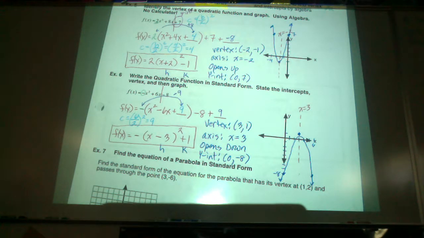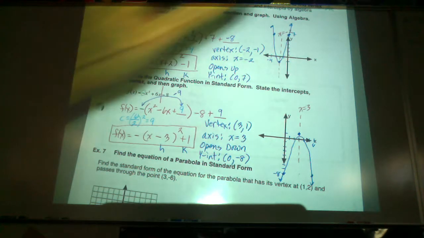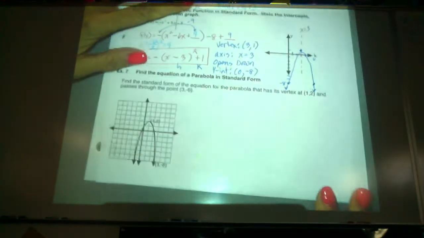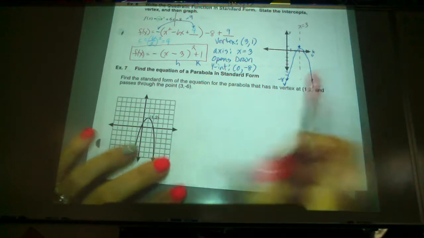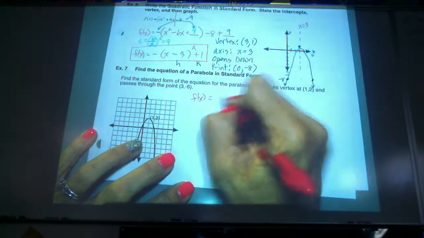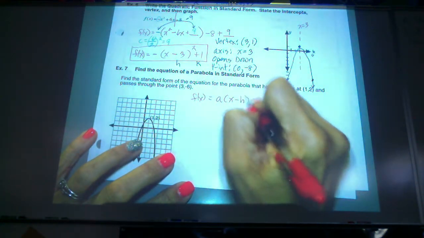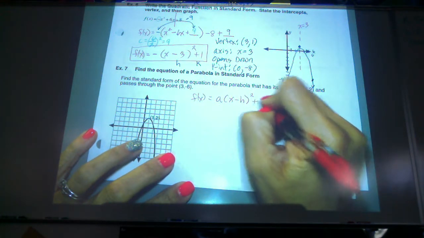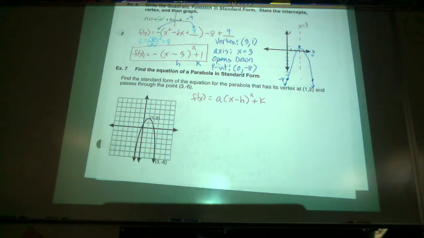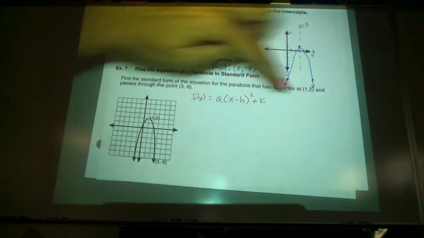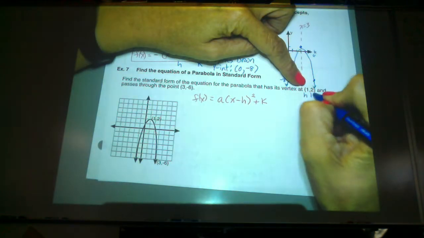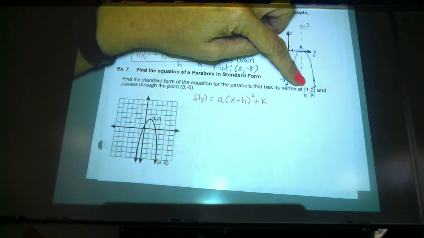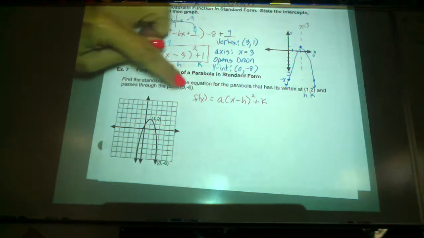Questions? Okay, very last problem. The last type of problem that they're going to give you is find the equation of a parabola in standard form. That implies that we're going to write it as f of x equals a times (x minus h) squared, don't forget that, I do it all the time, plus k. Given that its vertex is at 1, 2, isn't that our h and our k? So haven't they given me h and k? And it passes through the point 3, negative 6.